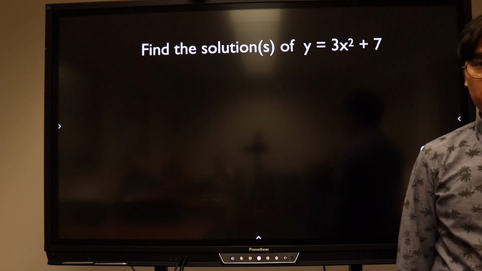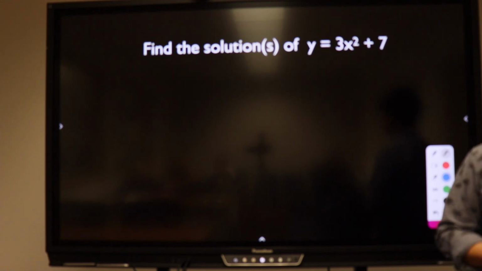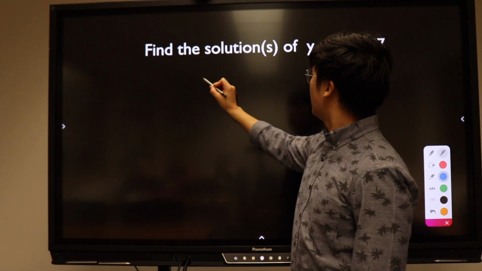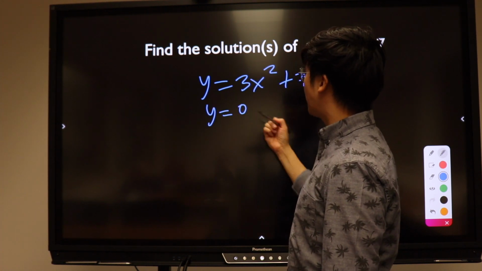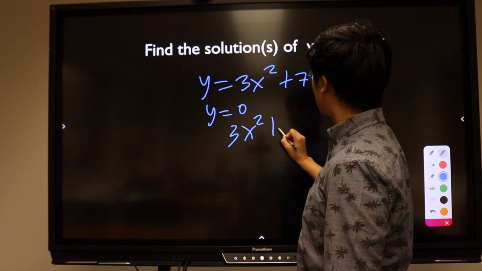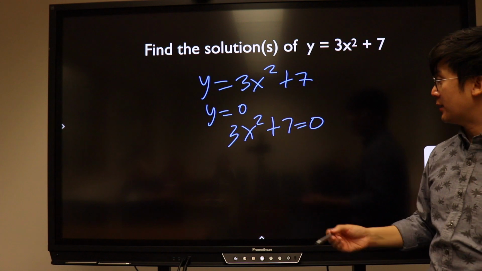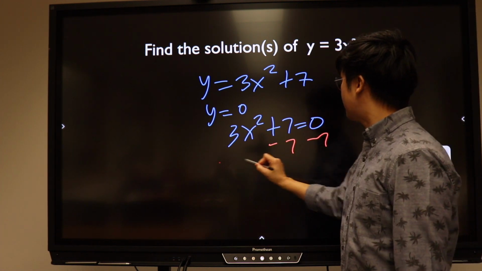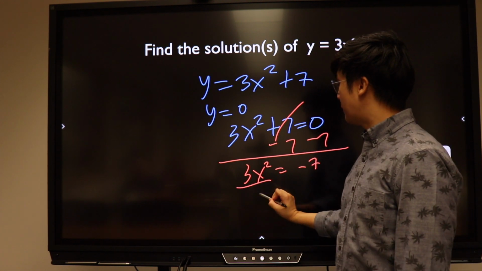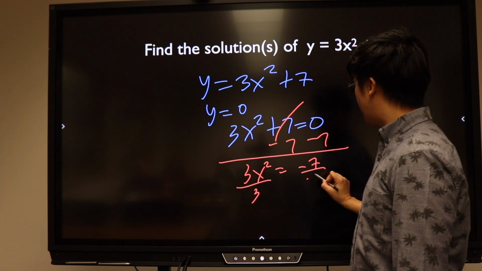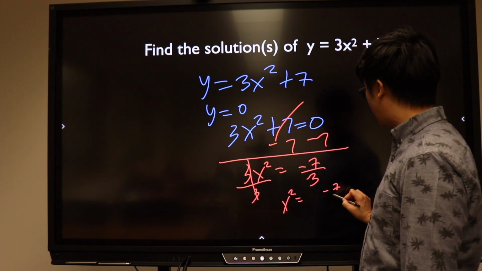Can you solve this on your own? Try it. How many x's did you find? 1 or 2? Got 1? Let's see. Y equals 3x squared plus 7. I will equate y to 0, which means I have 3x squared plus 7 equal to 0. And then I'll solve it like a regular linear equation. Minus 7, 3x squared is equal to negative 7. Divide by 3. So I have x squared is equal to negative 7 over 3.